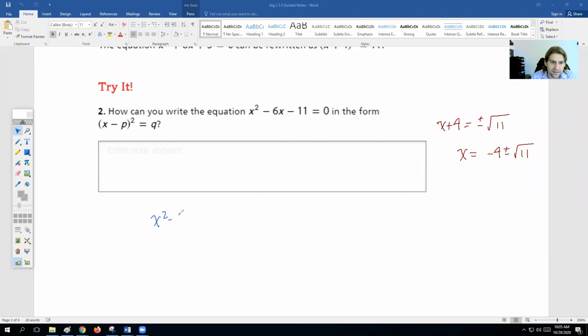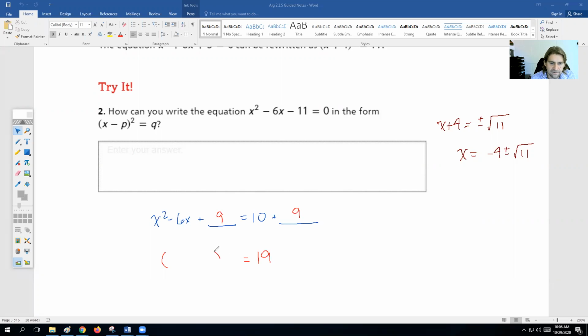So x squared minus 6x, let's add the 11 over. And I'm going to put a plus a blank here. Now, if I add a blank here, I'm going to have to add a blank here. So let's find this magic number. This magic number is the middle number cut in half, 3, and then 3 squared is 9. So that's going to be the magic number we're going to use. So on the right side, I get 20.